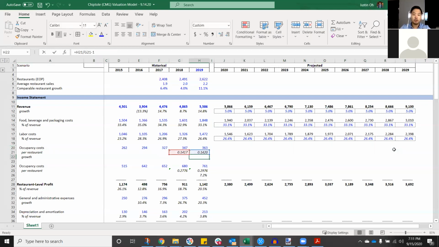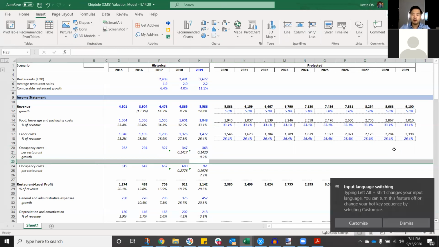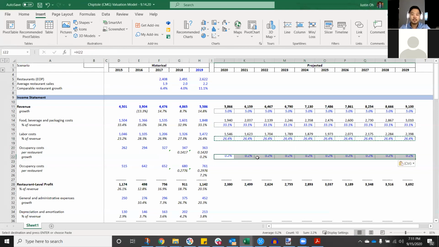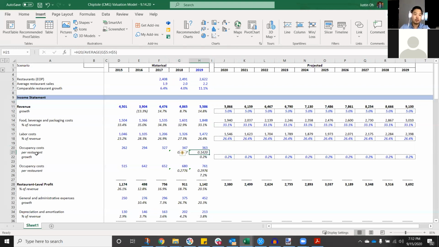So what we're going to do here is, a lot of rent leases have an escalator in them. So that's why rent per store grows. Also, as they open up new stores, they take out new leases at higher rental rates. So that kind of blends this per restaurant unit up.